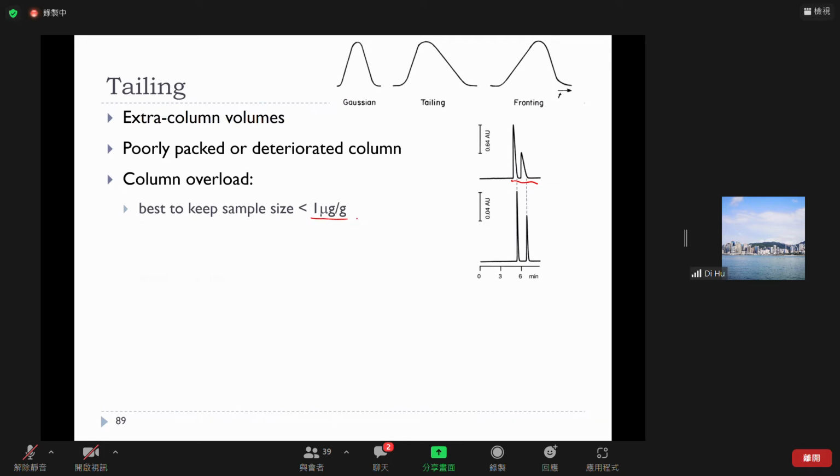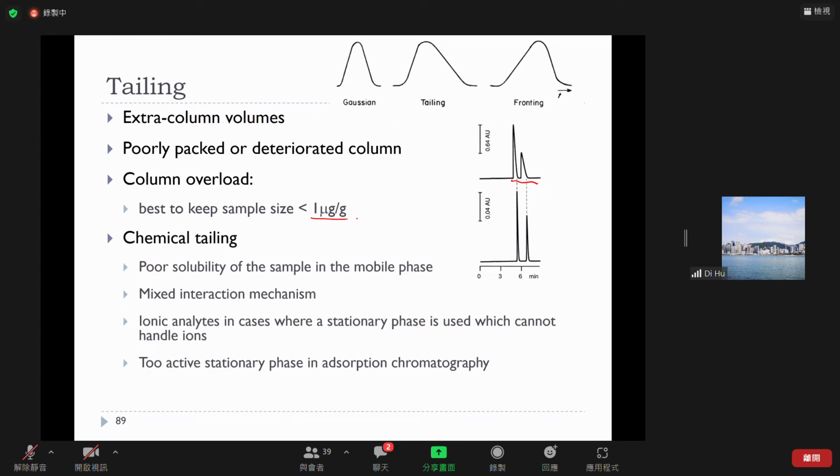Also, maybe it's because of the poor solubility of the sample in the mobile phase. You have to make sure your sample can dissolve well in the mobile phase. And maybe it's because of secondary retention, right? There are some active sites in this adsorption chromatography that can also hold your sample by another separation mechanism, like secondary retention. So this is something you think about.